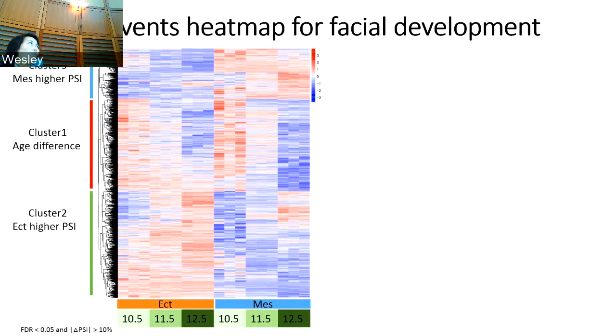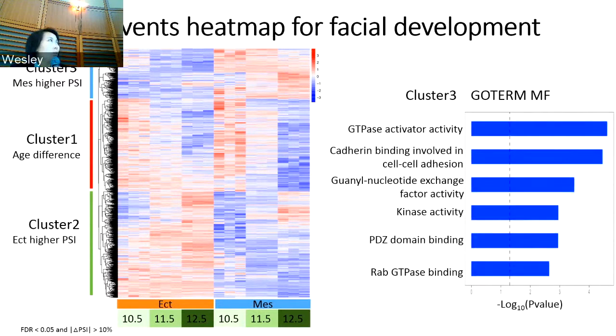To get an idea about what's going on in these clusters, we did gene ontology analysis from DAVID. Clearly in cluster 3, GTPase-based activator activities, these categories are highly enriched. So this gives us an idea of what's going on mechanistically for the alternative splicing in facial development.